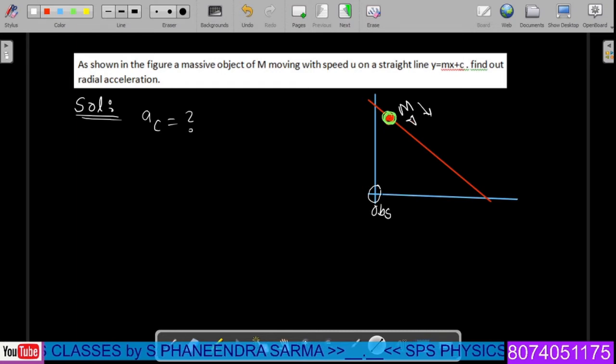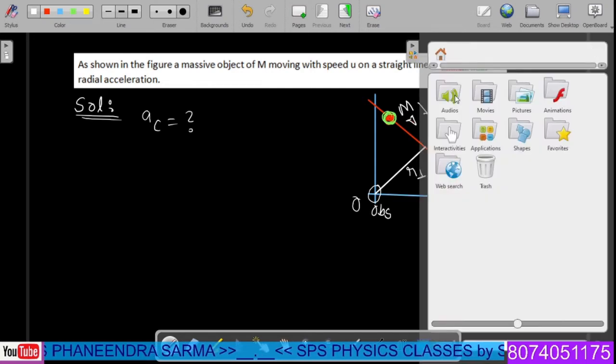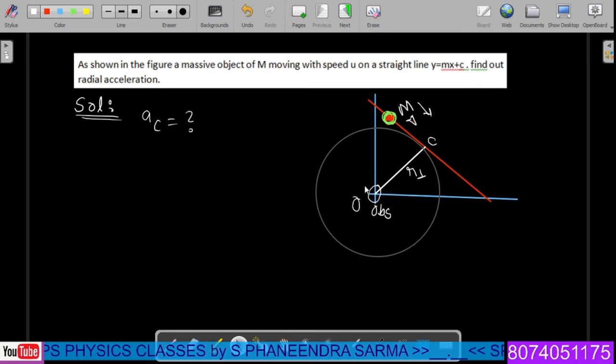Now, with respect to the observer, we can imagine that there is a minimum perpendicular distance, called R perpendicular, the perpendicular distance from the origin O to C. So this is the minimum perpendicular distance we can predict here. With respect to this perpendicular distance, let us imagine one simple case. What is happening? This particular line is perpendicular to this radius, no?